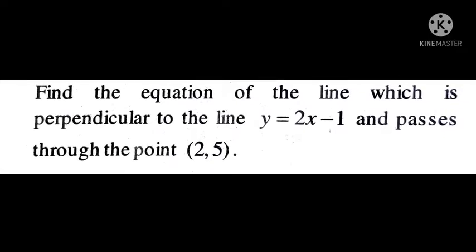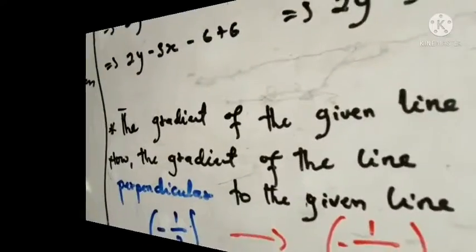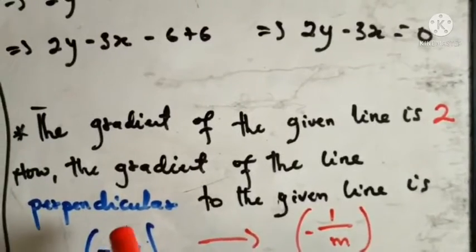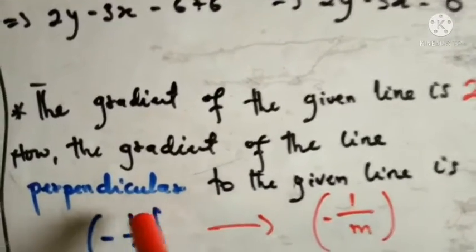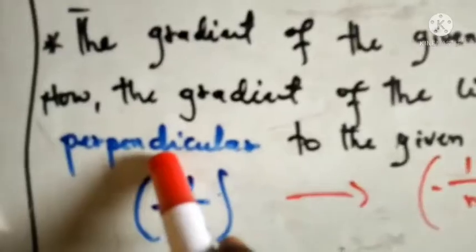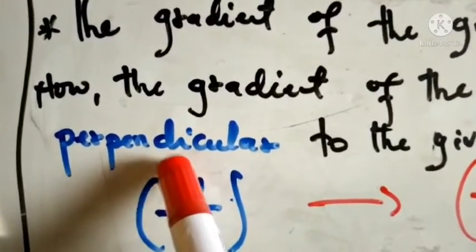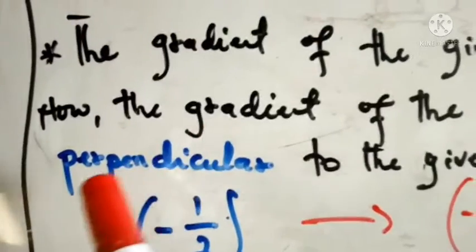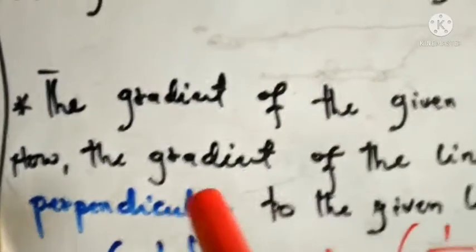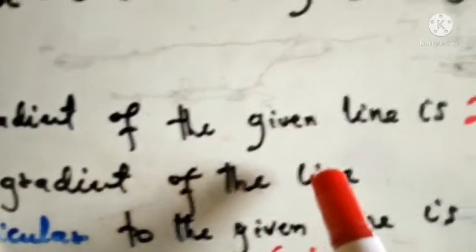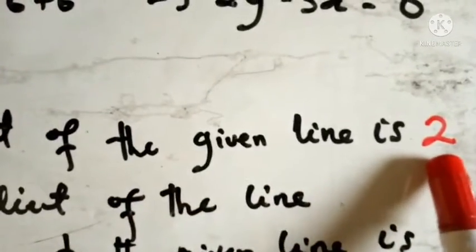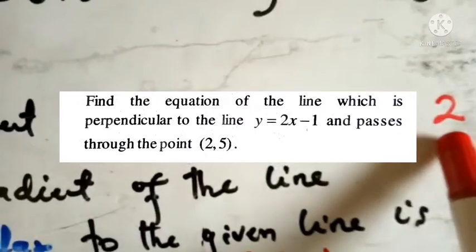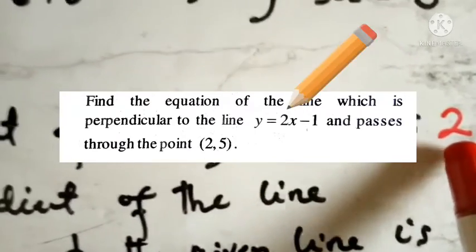From the question, you are given an equation, but they say you should find another equation that is perpendicular. This word, perpendicular, you should know exactly what it means, just like in the case of the parallel line. So the gradient of the equation given to us in the question is 2. Remember that I said the gradient is the number attached to the x. So the number attached to the x there is 2. That is what we are given.